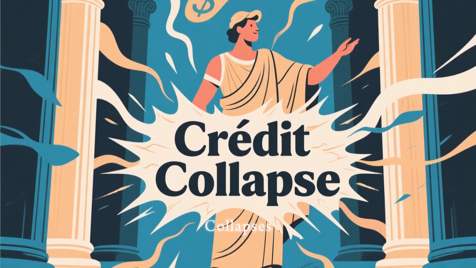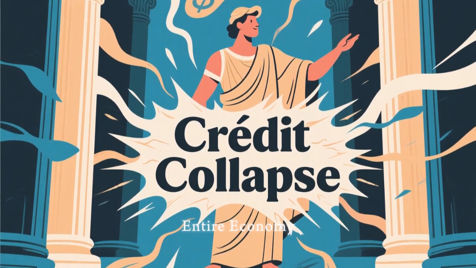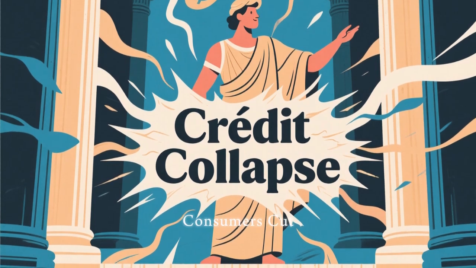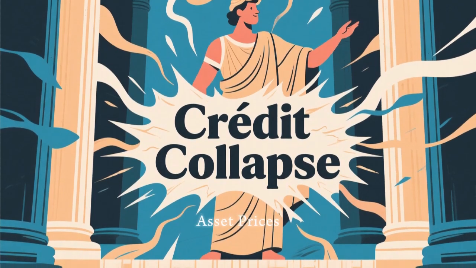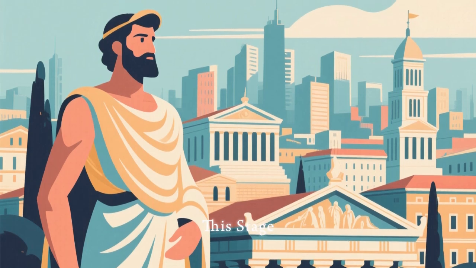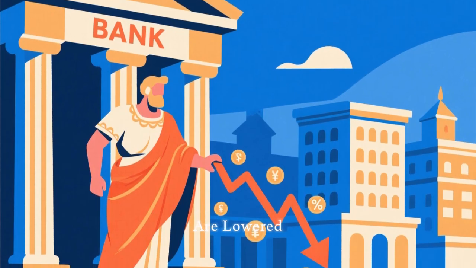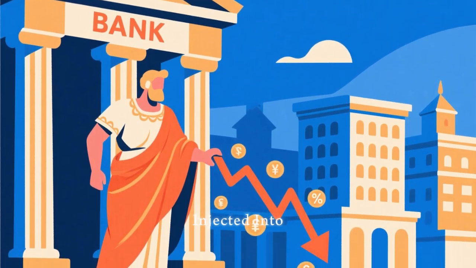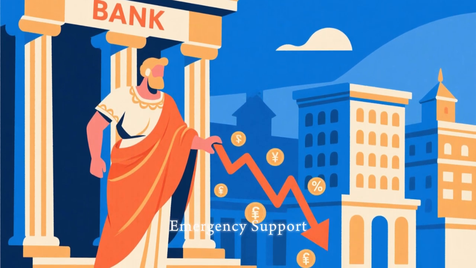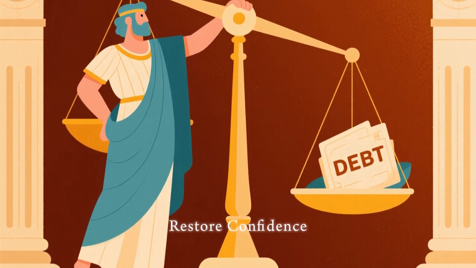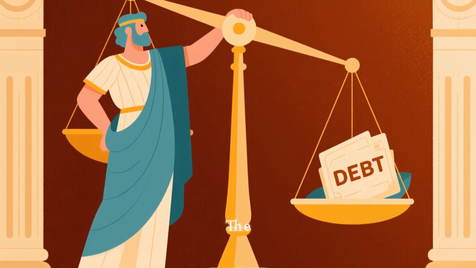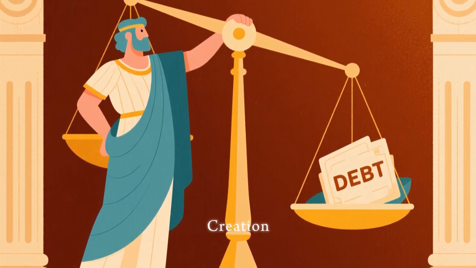When credit collapses, the effects ripple across the entire economy. Businesses lose financing. Consumers cut spending. Asset prices fall. Governments and central banks usually step in at this stage. Interest rates are lowered. Liquidity is injected into the financial system. Banks receive emergency support. These actions aim to restore confidence and restart lending. But they also reinforce the system's dependence on debt-driven money creation.